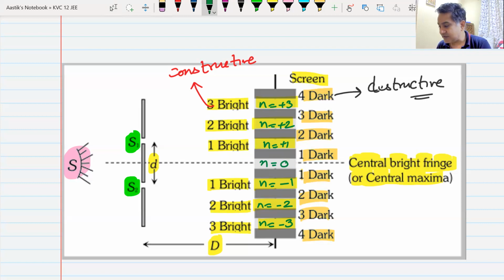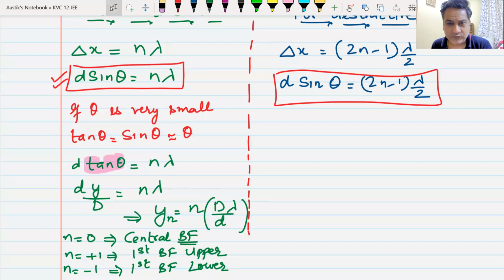These are the bright fringes, and these are the positions of the bright fringes. You put the value of n. If you put the value of n as 0, you will get 0. That is the central bright fringe. If you put the value of n as 1, you will get capital D by small d into lambda. If you put the value of n as 2, you will get 2 times capital D by small d lambda, 3 times capital D by small d lambda, and so on. Do we understand this?